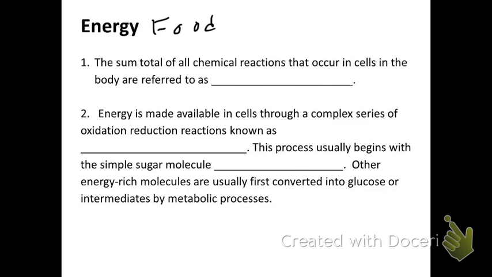Food that we eat. Okay, now the sum of all of the chemical reactions that occur in cells in the body are referred to as your metabolism. And energy is made available in cells through a complex series of oxidation reduction reactions known as respiration. And most of you have taken biology and have studied cellular respiration in a little bit more detail. But just remember that all of the chemical reactions in your body are referred to as your metabolism, and respiration is the actual oxidation reduction process that bodies go through to create energy. Now this process usually begins with a simple sugar molecule called glucose.